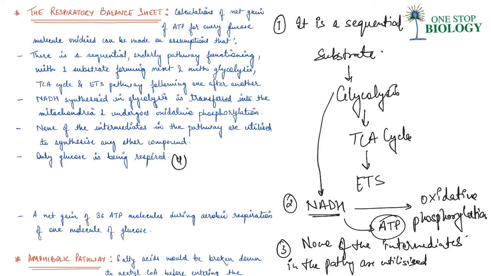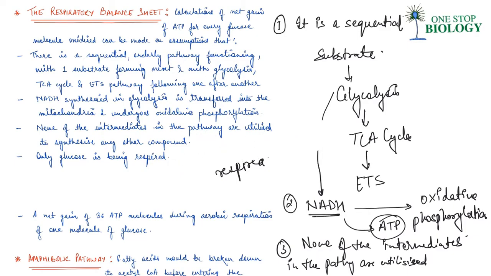The fourth thing that we understood is that only glucose is being respired. No other alternative substrates are entering the pathway at any intermediary stages. So the one substrate which is being utilized or respired is glucose. Only glucose is being respired.